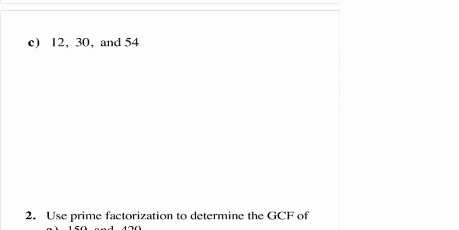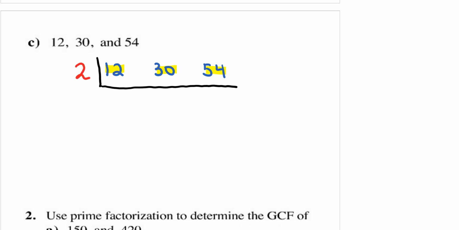For question 1c, I need to find the GCF for 12, 30, and 54. So let's start off by writing the numbers 12, 30, and 54. And then I'll create this sideways L. Sometimes I call this the ladder method, but it's really another term that's called the division table method here. Now a number that divides into 12, 30, and 54 at the same time, I'm thinking of the number 2 because they're all even numbers. And now let's go ahead and start dividing the numbers here.